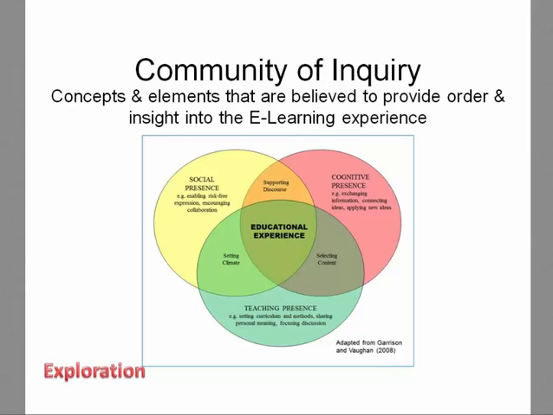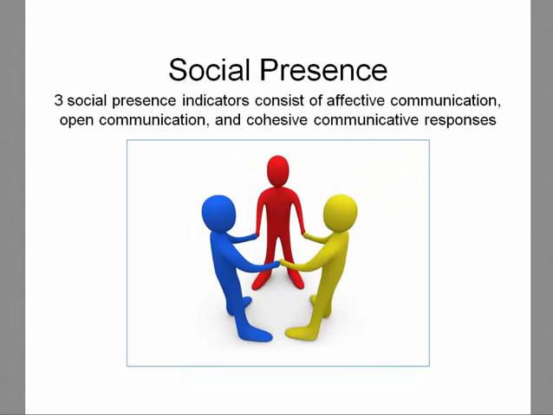The next chapter introduces us to the community of inquiry, the concepts and elements that are believed to provide order and insight into the e-learning experience. The indicators, or the main areas for this, are social presence, cognitive presence, and teaching presence. We're going to touch on each one of these in detail. The first one is social presence. There are 3 social presence indicators: effective communication, open communication, and cohesive communicative responses.